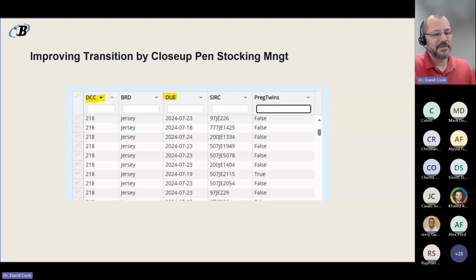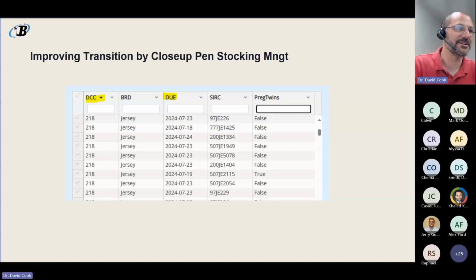But by using all of these different things that are published in JDS papers to best calculate what a due date is, by moving them at 21 to 27 days till due into the close-up each week, we can more accurately get the right animals into that close-up pen, and also reduce the stocking density by having fewer animals in there for too long. So a very, very small thing that can be done.